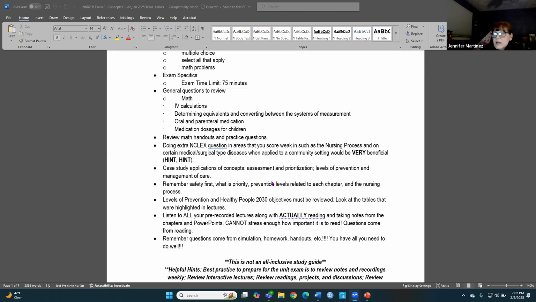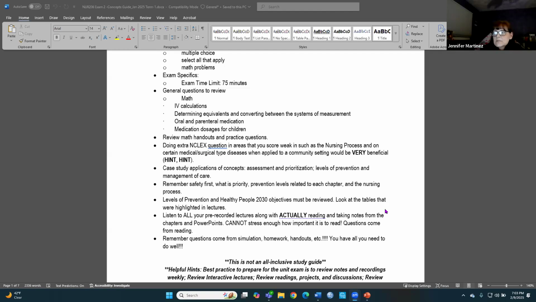Case study application of concepts, assessment and prioritization, levels of prevention, and management of care. Always remember safety first. What is priority? Your prevention level is related to each chapter and the nursing process. Levels of prevention, your Healthy People 2030 objectives. Make sure you go through those.